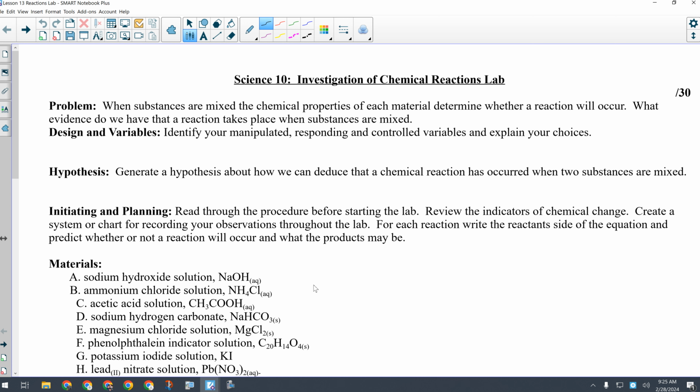So for the manipulated variable, say this is the manipulated variable. Here's how it's being manipulated. Here's why it's being manipulated. Same thing for the responding variable, and for all the controlled variables.